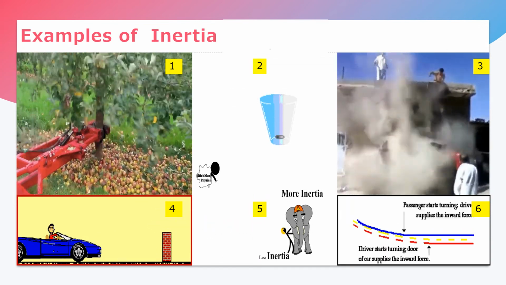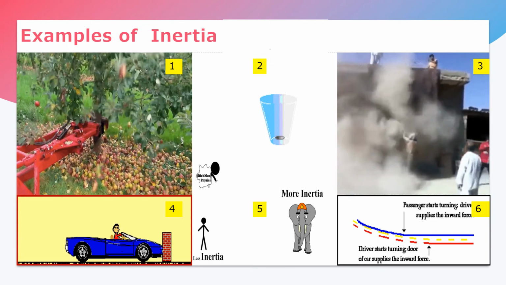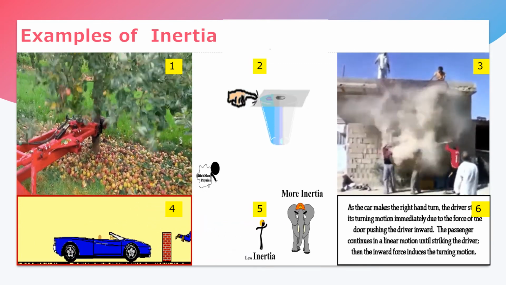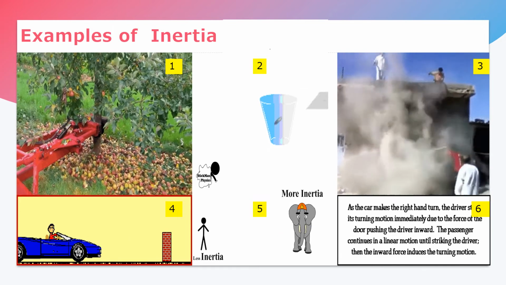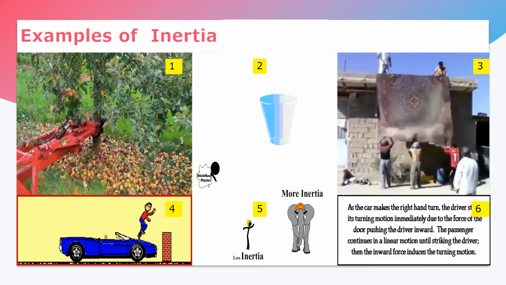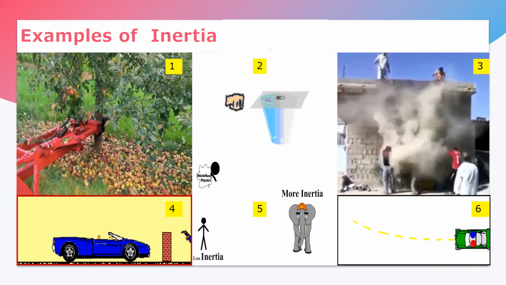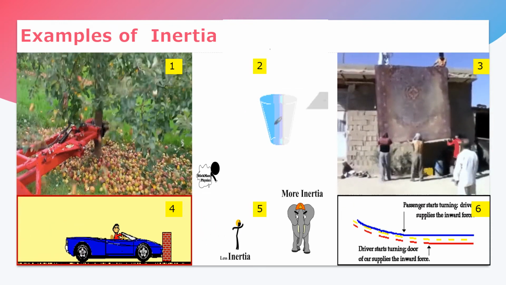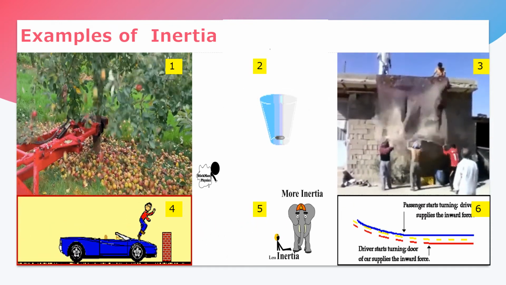Fifth figure illustrates the relationship between mass and inertia. Mass of an object is a measure of its inertia. The more massive the object, the more will be the inertia or tendency to continue in the same state. You can watch the next video to make it more clear.